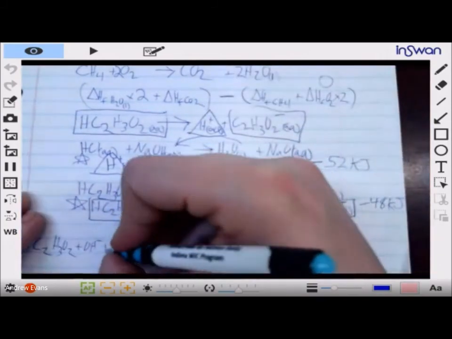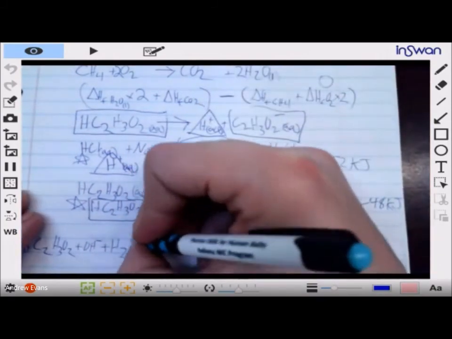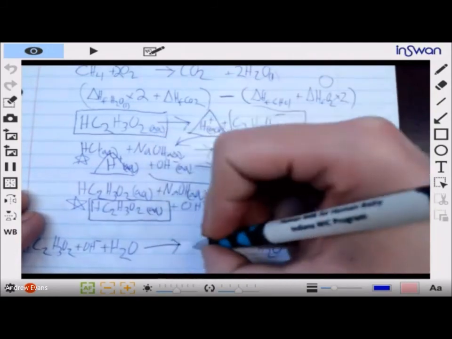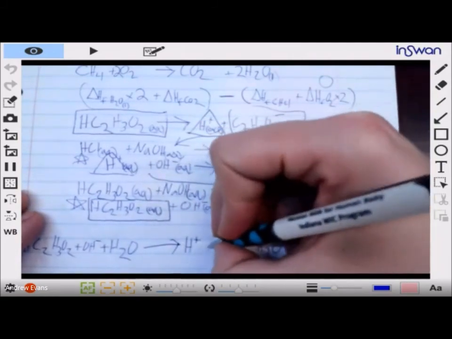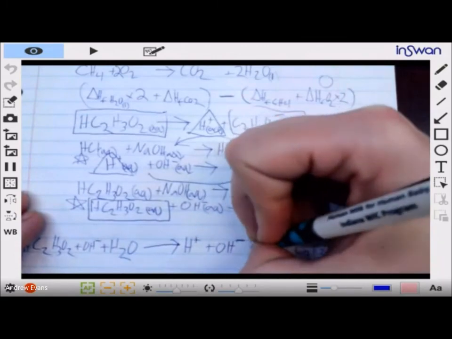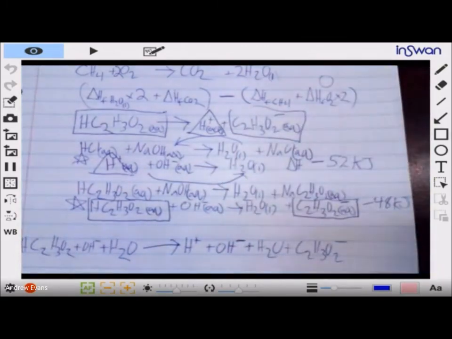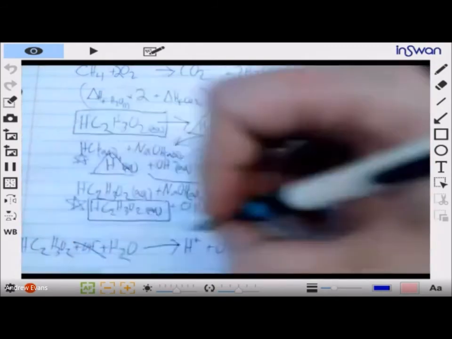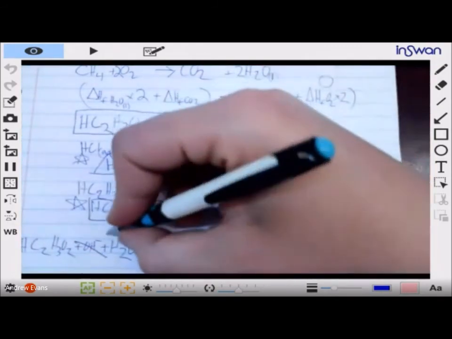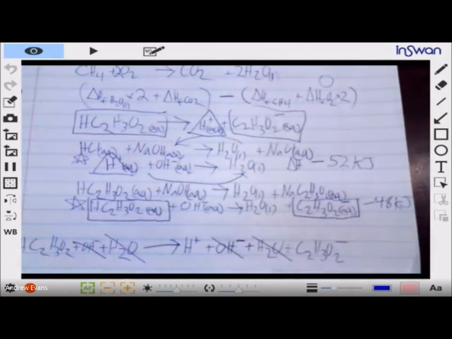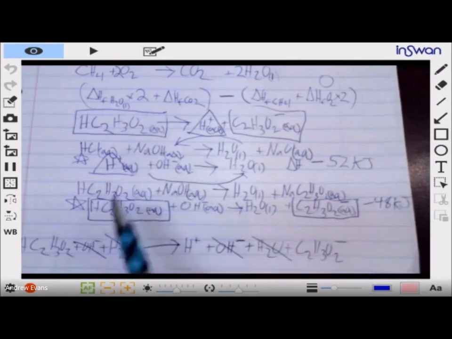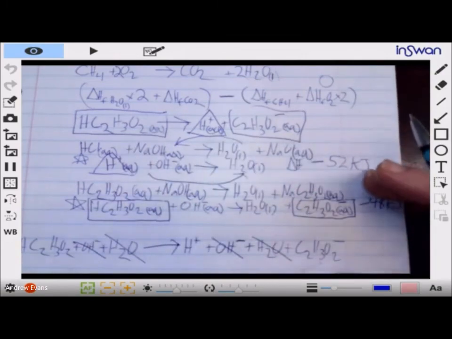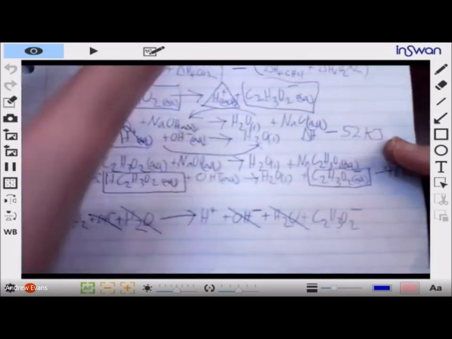So rewriting this backwards: H2O goes to H plus and OH minus. Now that they've added together, I cross off everything that is identical on both sides. And what are we left with? This one, that one. So when I calculate my delta H, what did I do?